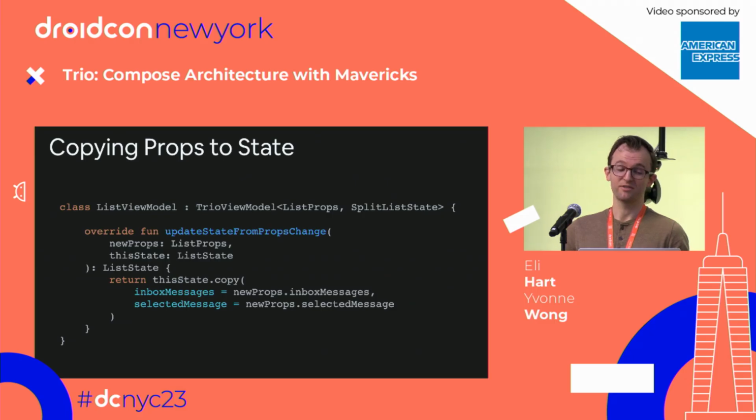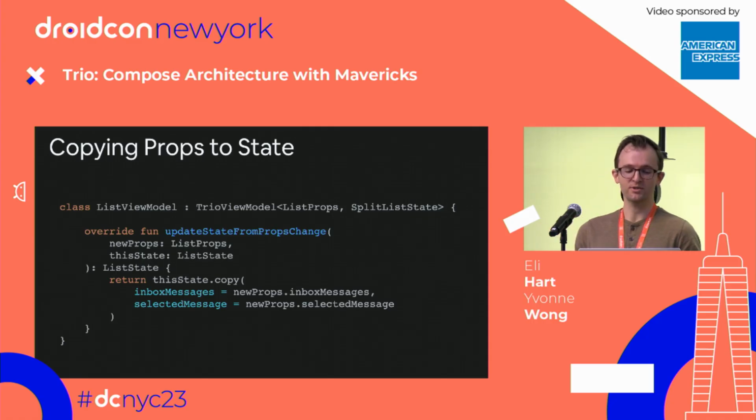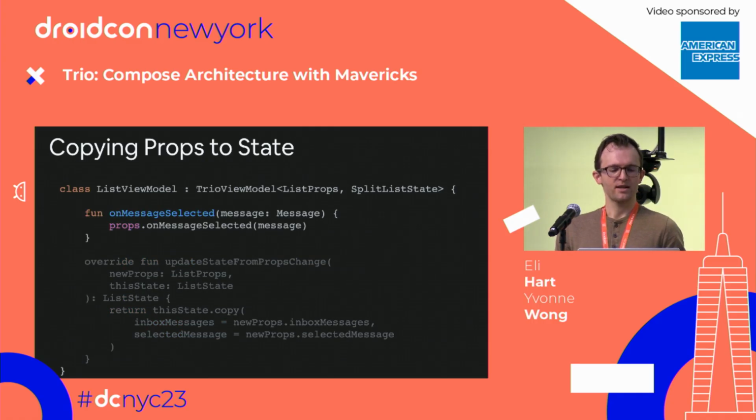Before a child trio can reference props data in its UI, it first needs to be copied to state. Child view models override the function update state from props change to specify how to incorporate props values into state. The function is invoked every time the props value changes and the new state value is updated on the view model. This is how children stay up to date with the latest data from their parent. For non-state values in props, such as dependencies or callbacks, the view model can access the latest props value at any time via the props property.